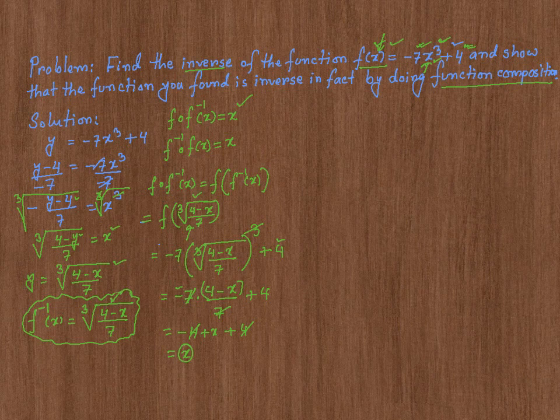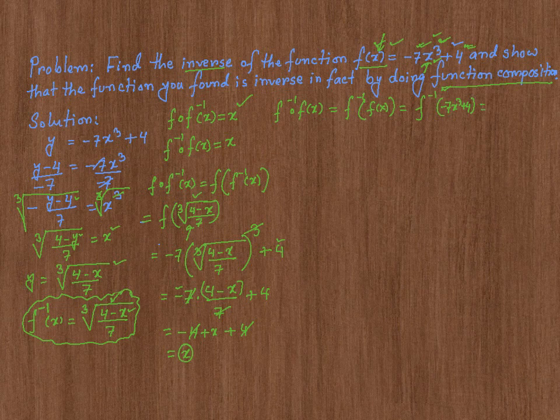Now I've got to do the same thing, but the other way around, which is f inverse composed with f of x, which by definition is f inverse of f of x. Now note my f of x is given, which is negative 7x cubed plus 4. Now what does f inverse do to its input? It subtracts it from 4, divides it by 7, and takes the cube root. It's going to do the exact same thing here.